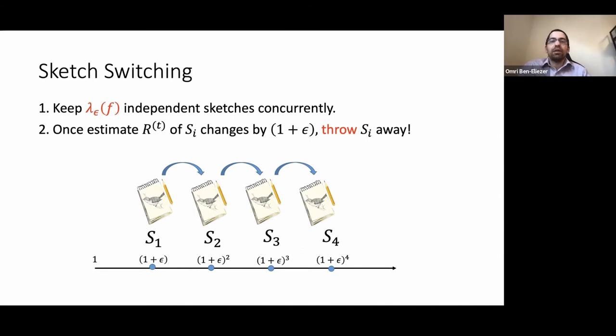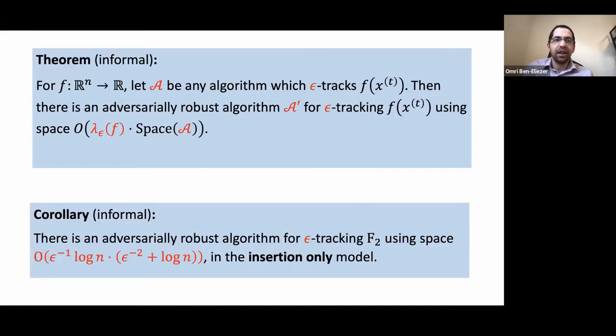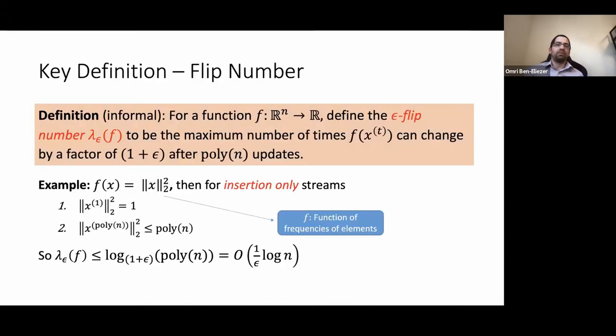For this not to work would mean that at some point we run out of sketches, but the definition of flip number implies that we will not run out of sketches, exactly because we designed the algorithm to follow the definition of flip number, which means that we can't see too many changes in the output over a long time. There are some more intricate details, but this is the high level idea.